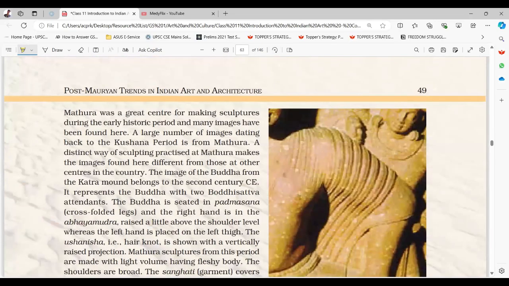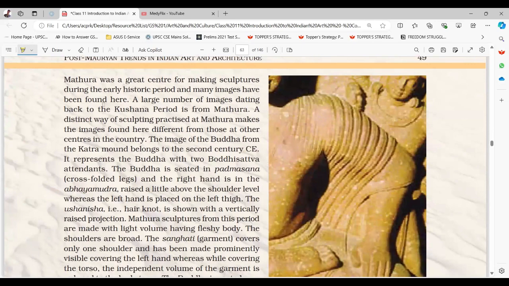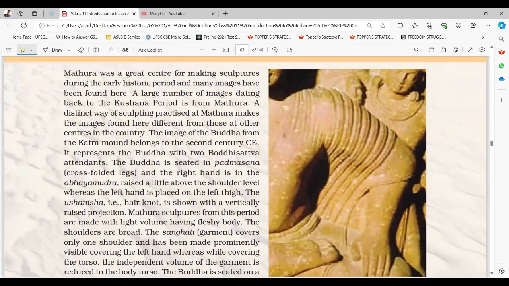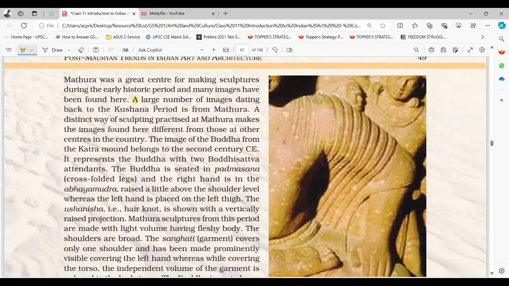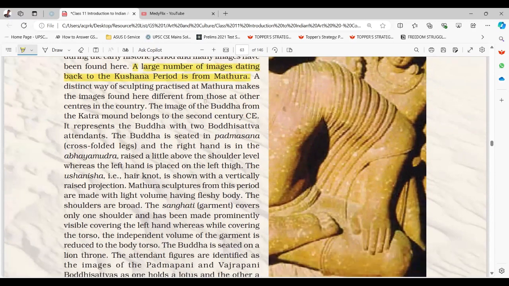Mathura was a great center for making sculptures during the early historic period, and many images have been found here. A large number of images dating back to the Kushana period are from Mathura. A distinct way of sculpting practiced at Mathura makes the images found here different from those at other centers in the country. The image of the Buddha from the Katra Mount belongs to the 2nd century CE.